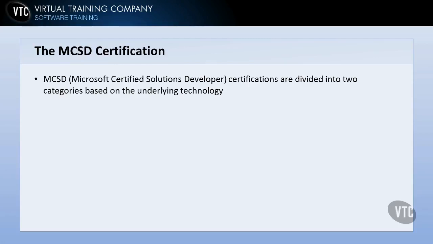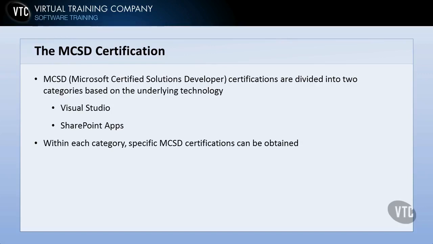Now, the MCSD, Microsoft Certified Solutions Developer Certification, can be obtained a number of different ways. It's really divided into two categories based on the underlying technologies that you're certifying on. One is Visual Studio. The bottom line is, if you can kind of develop it generally in Visual Studio, it falls under there. And then SharePoint apps, which are totally different from any other kind of application. So that's the two main categories. Now, within each one of these categories, there are different specific MCSD certifications that you can obtain.